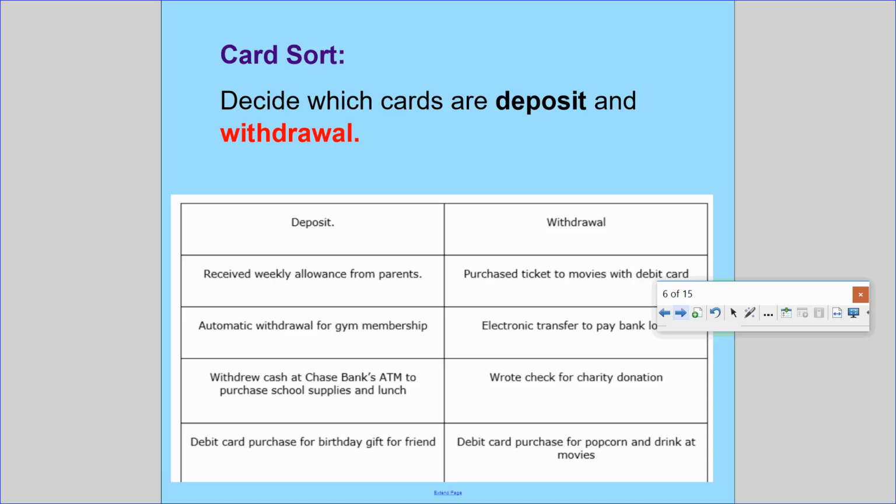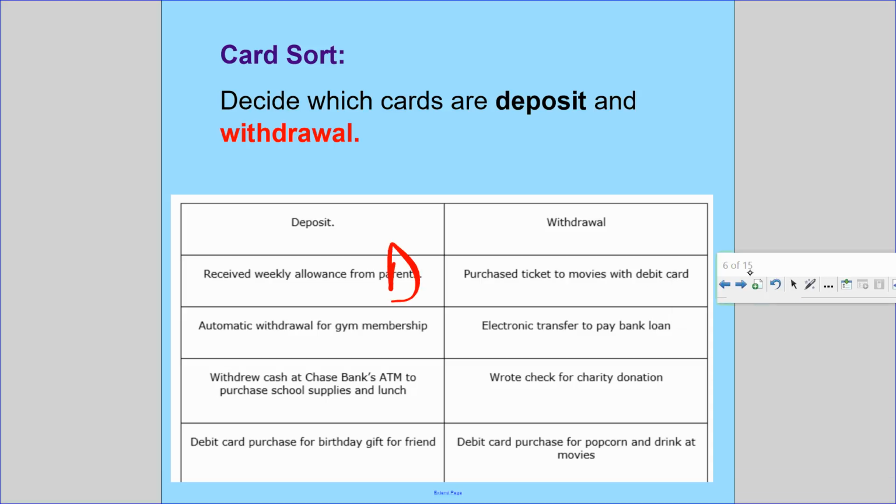You're going to be doing a card sort, so you're going to be getting different examples, and you're going to tell me which one is a deposit or withdrawal. For example, if you receive weekly allowance from parents, that is a deposit. If you do an electronic transfer to pay your bank loan, you're paying something off, that's a withdrawal. If you wrote a check for charity, you're taking money out of you to give someone else, so it's a withdrawal. If you have a debit purchase for a birthday gift, I mean you purchase something, withdrawal. And I think the rest are all withdrawals.